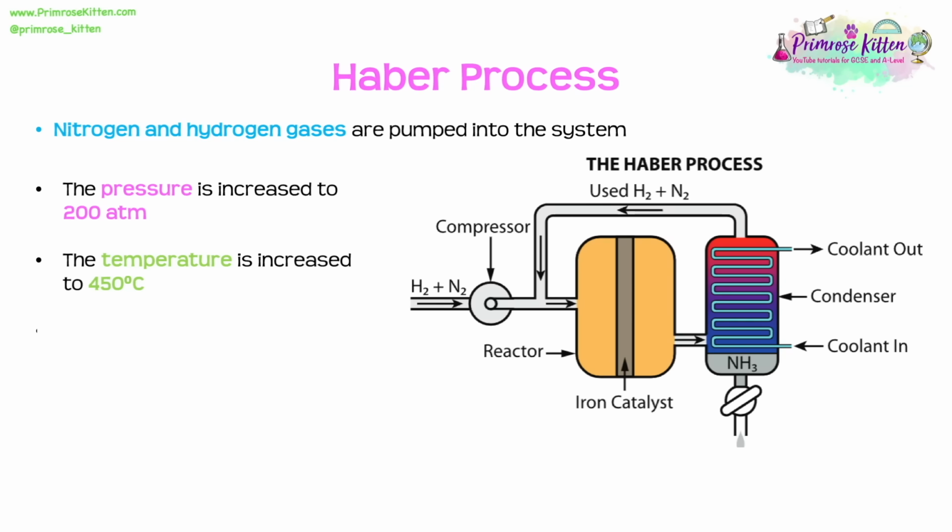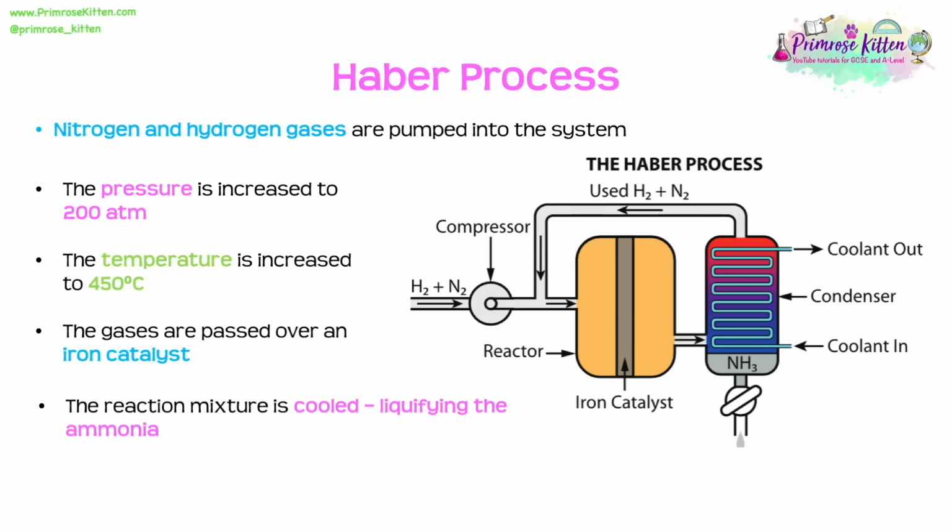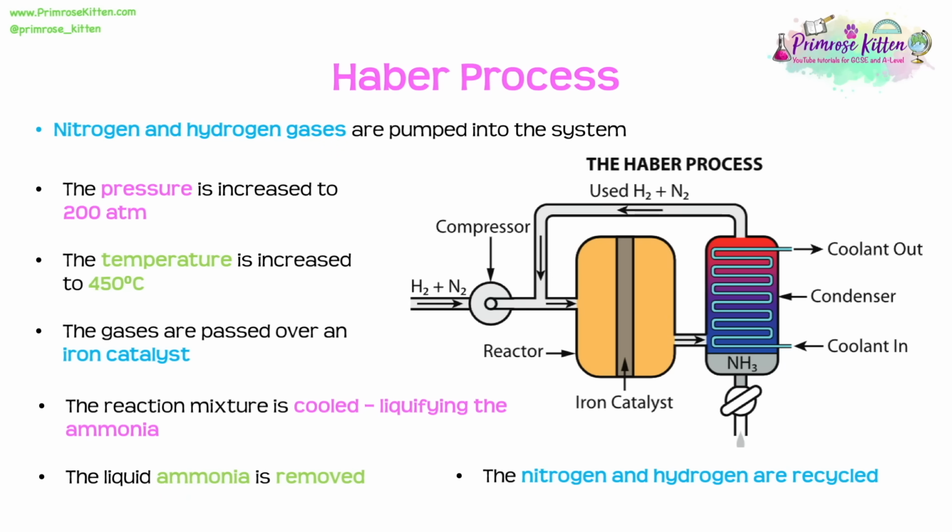And these gases of nitrogen and hydrogen are going to be passed over an iron catalyst. Now, the reaction mixture is going to get cooled. The reason for this is that as ammonia gets formed, it will be a gas. To remove it, we want to condense it back down to a liquid so that we can open up a tap and drain it away. So, now that we've done that and we've removed the ammonia that we've made, we're going to recycle any leftover nitrogen and hydrogen.